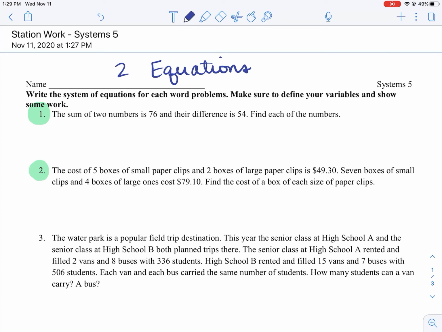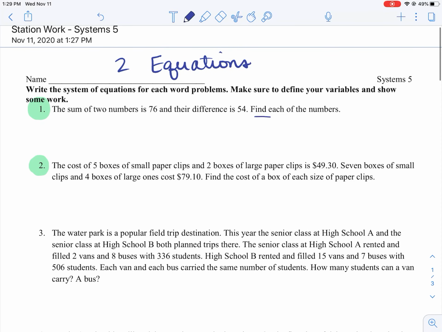So looking at number 1, it says the sum of 2 numbers is 76, and their difference is 54. Find each of the numbers. So I'm going to identify what is x and what is y. In my mind, x is the first number that I don't know, and y is the second number that I do not know. Okay?